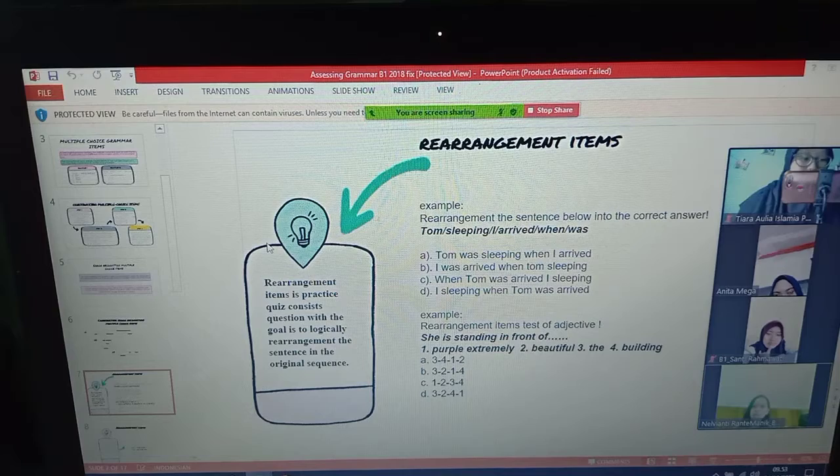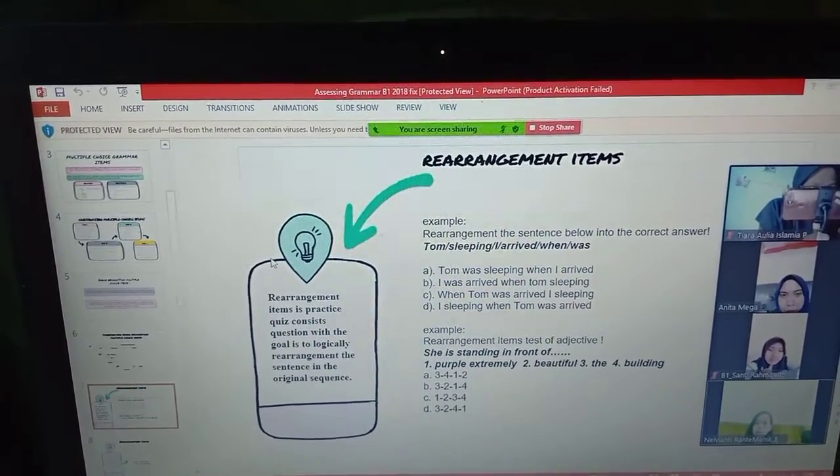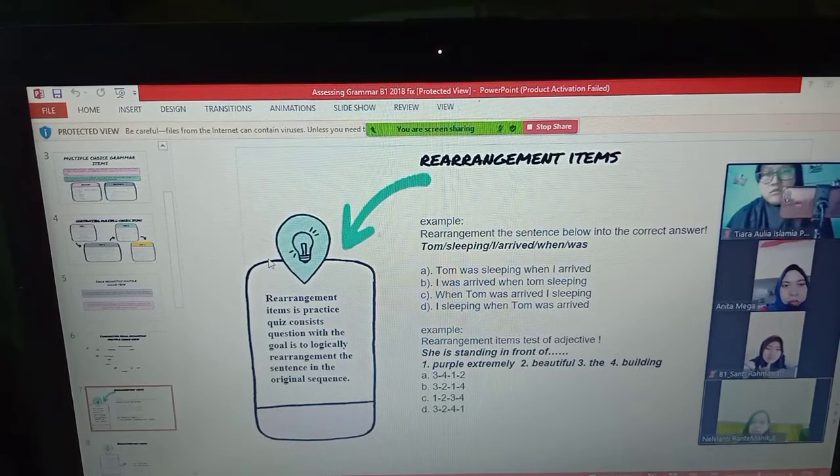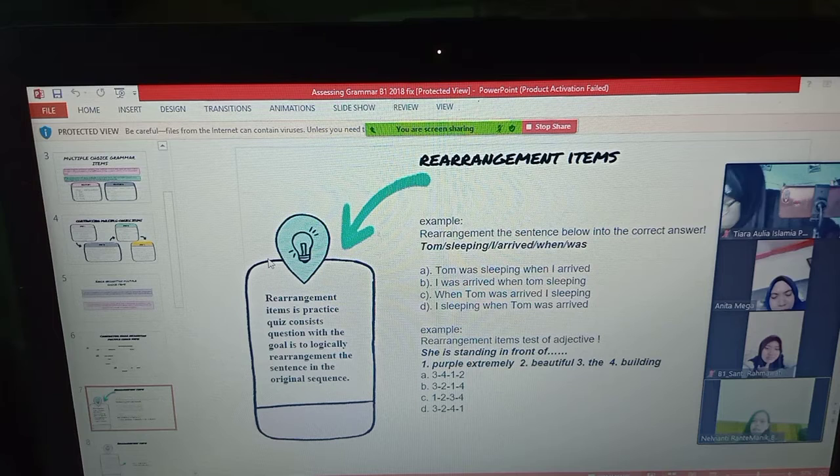Let's see the example. Rearrange the sentence below into the correct answer. Tom sleeping, I arrived when was. And the correct answer is A. Tom was sleeping when I arrived. Karena jika dibandingkan dengan opsi-opsi lain, jawaban yang tepat di sini adalah A, karena kata kerja sleeping didahului dengan to be dan tidak menggunakan to be sebelum kata kerja arrive dalam bentuk kata kerja verb kedua yang mana diakhiri dengan ed.